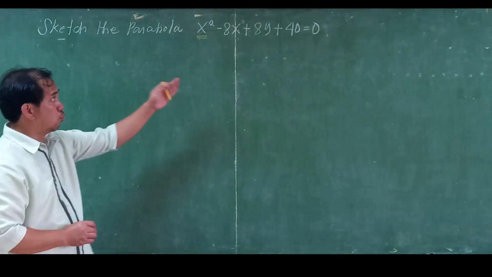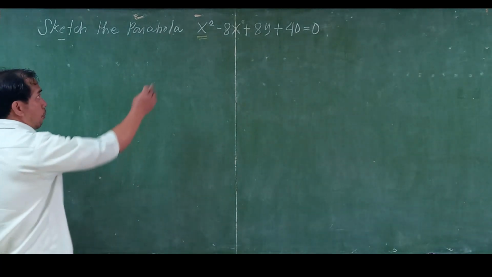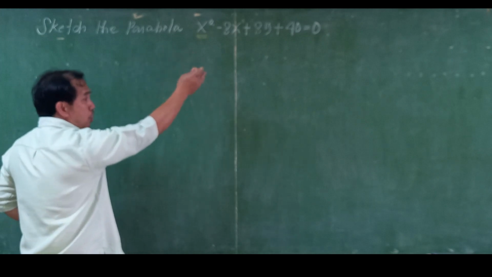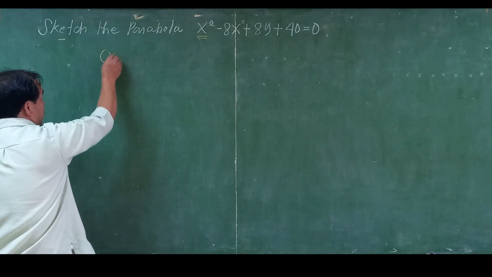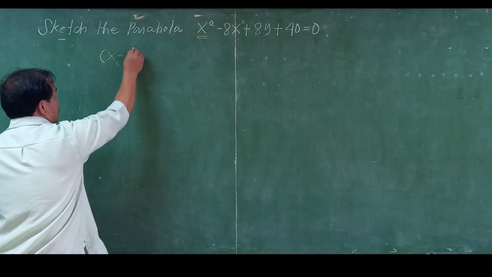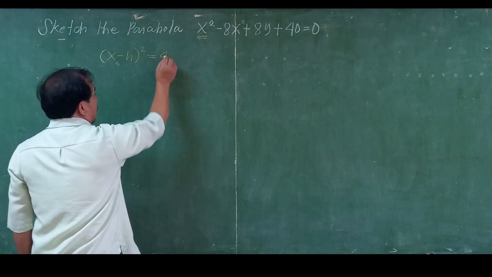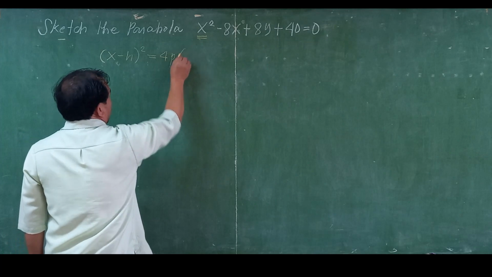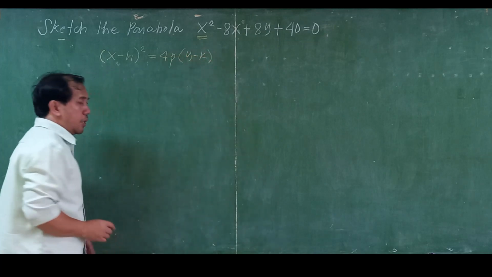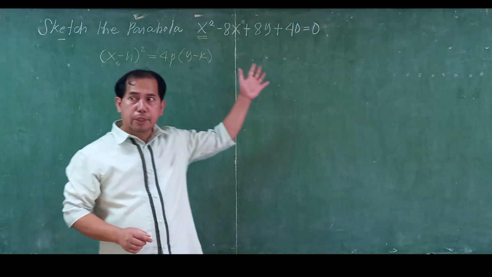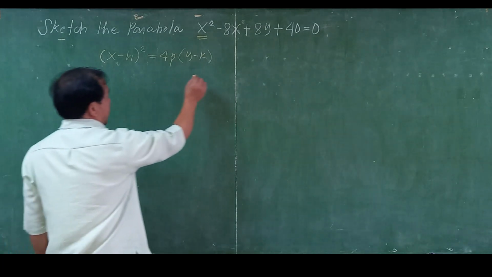Now, in order for us to sketch this one, we are going to transform the equation of the parabola into its standard form. That is the same as x minus h raised to the second power is equal to 4p multiplied by the quantity y minus k. Because we do not know where is the opening of the parabola, we might as well consider the other one.